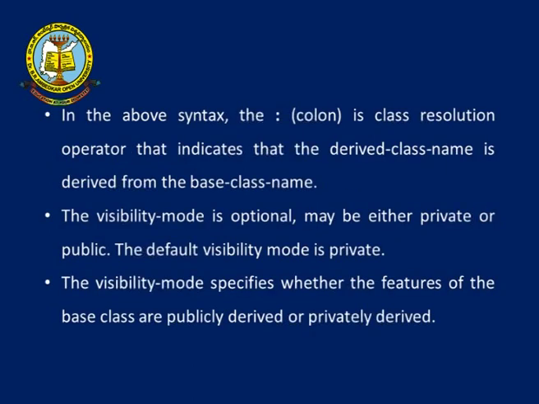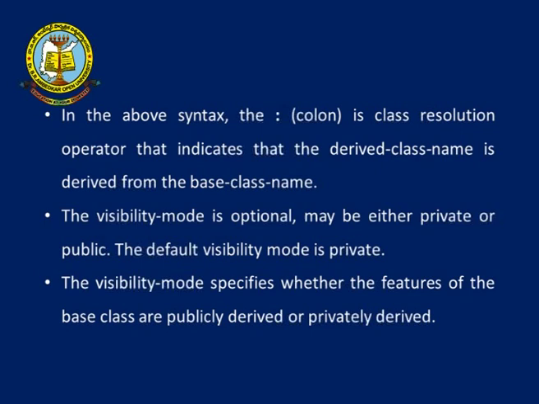So, in this syntax, class is the keyword and the derived class name can be any valid identifier. The derived class is nothing but the child class name or the subclass name, which you want to derive from an existing class. And then we have a colon operator. The colon is a derivation operator, used to derive this new class from another existing class.